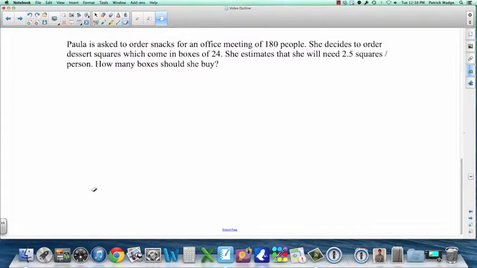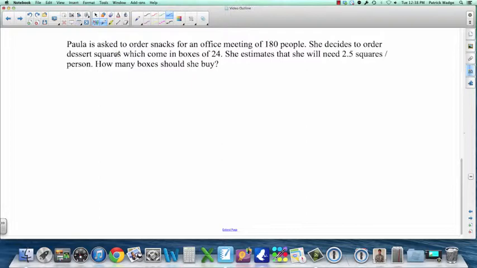Last question. Paula's asked to order snacks for an office meeting of 180 people. She decides to order dessert squares, which come in boxes of 24. She estimates that she will need 2.5 squares per person. How many boxes should she buy? Now, I know a lot of you, maybe most of you, all of you, could do this without using any proportions or anything. Again, I just want to show you how if you ever get stuck, proportions will definitely help you.